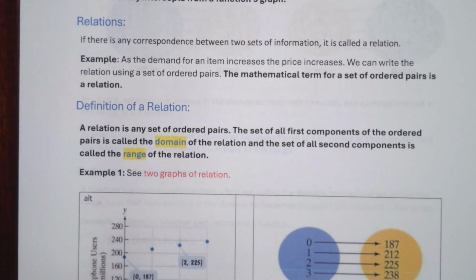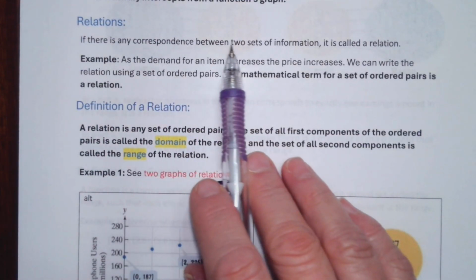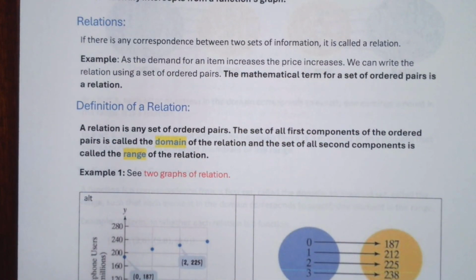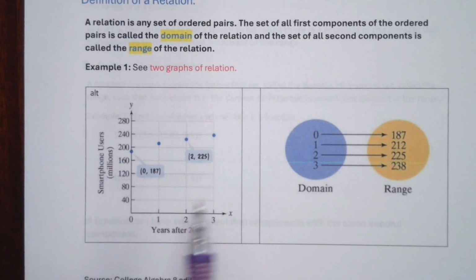So every set of, I'm just going to read this, relations. If there is any correspondence between two sets of information, it's called a relation. So if there are ordered pairs, everything is called a relation. From there, we can call it the special name of a function. And in a relation, the first number or component is called the domain or input, and the second one is called the range. So these right here are called relations.